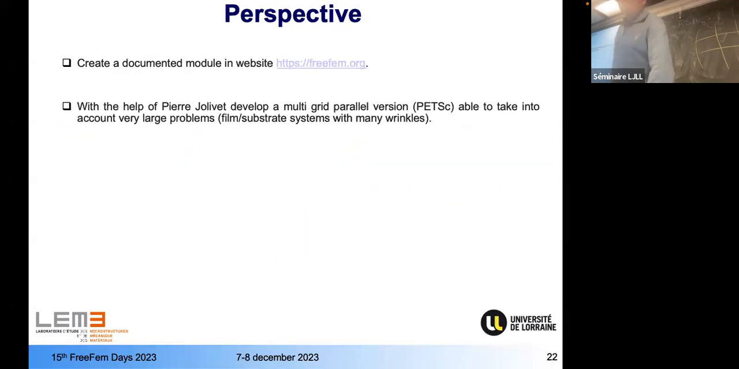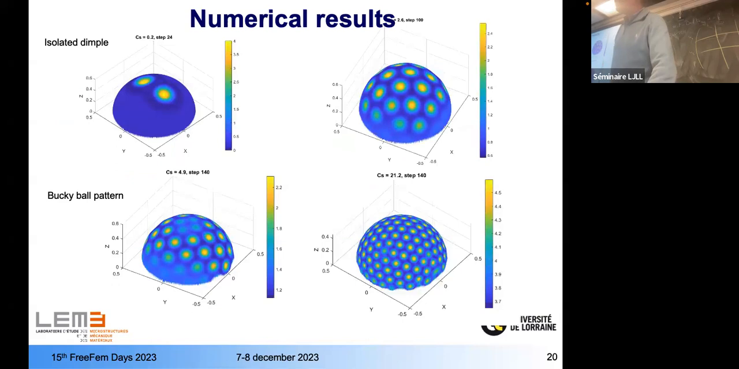You have this kind of pattern that appears for CS equals 0.2. You have an isolated dimple that appears, and after, when CS is larger, you have some kind of buckyball patterns and also other patterns that I didn't see here, but it's interesting.